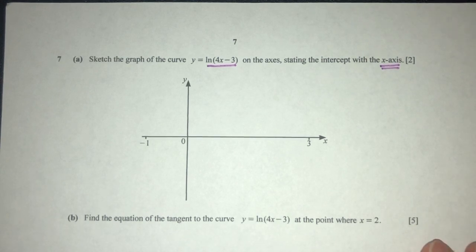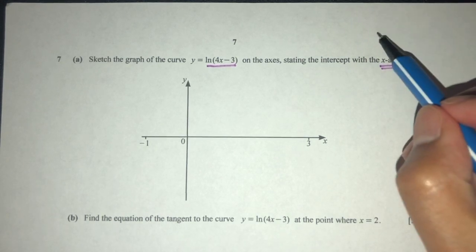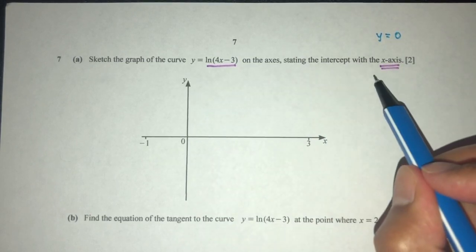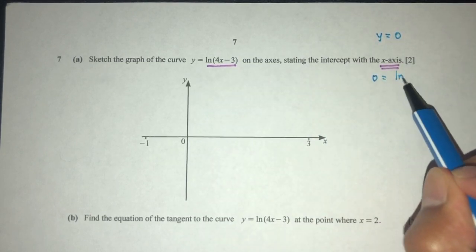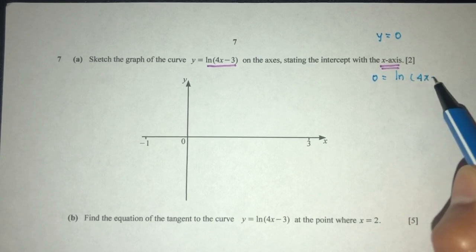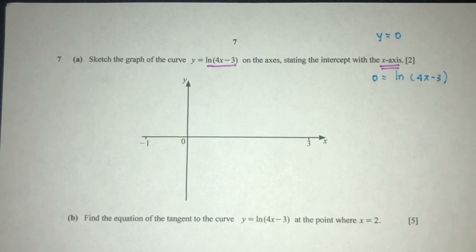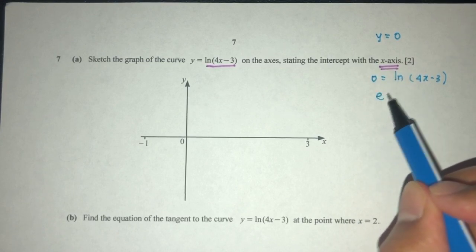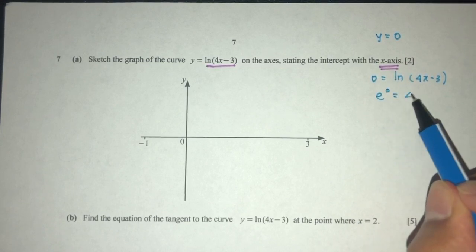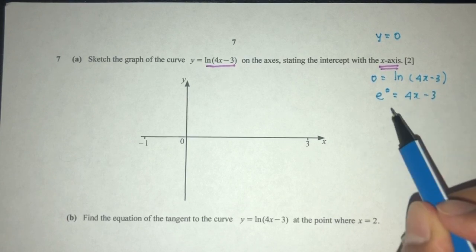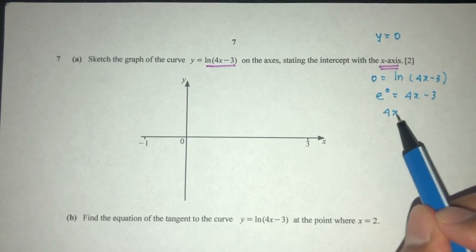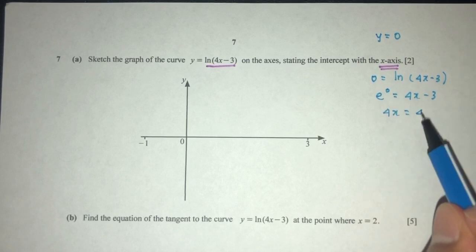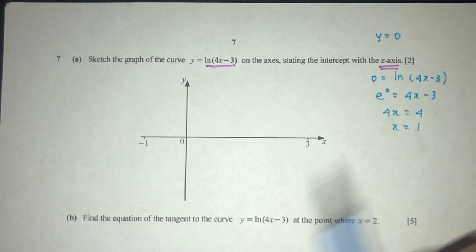So what do we know on the x-axis? We know that on the x-axis, the value of y has to be 0. Replace back in your equation: 0 is equal to ln of 4x minus 3. Now we can simplify. That will become exponential 0, which is 4x minus 3. So that will be 4x. Anything to the power 0 is 1. 1 plus 3 will be 4. x will be the value of 1.